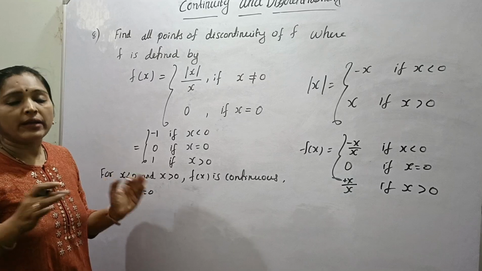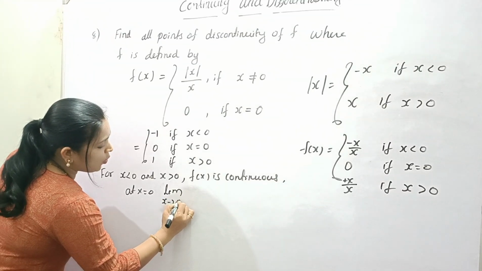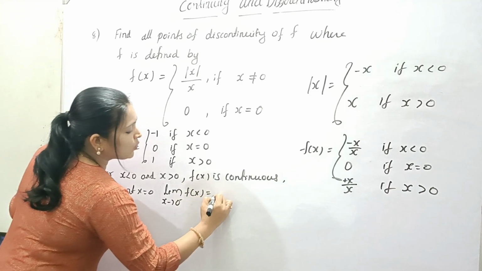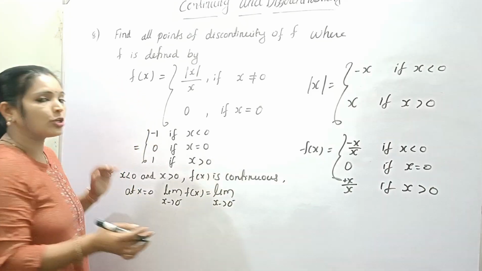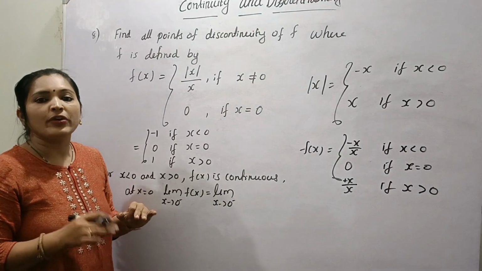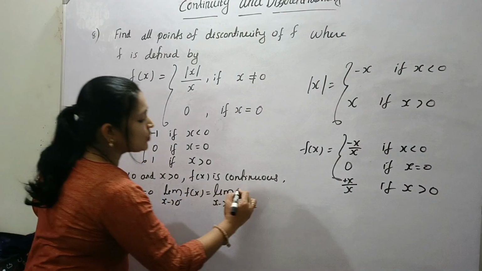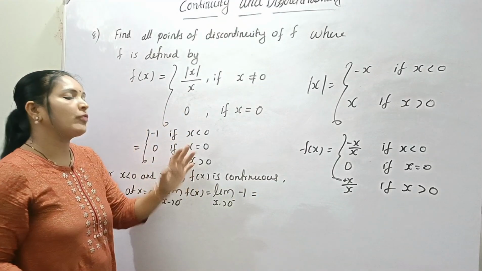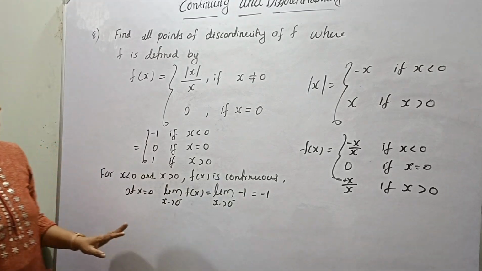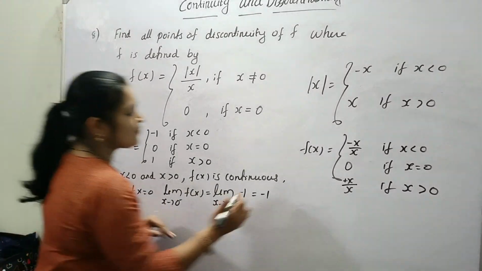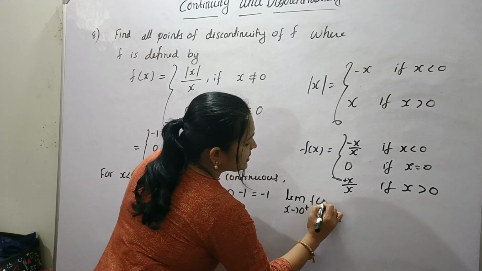Now let's check left hand limit and right hand limit, okay. Limit x tends to 0 minus f of x, that is equal to limit x tends to 0 minus means less than 0, very close to 0, that is less than 0. So what is the function? F of x is equal to minus 1. So limit of minus 1, that is constant itself. So minus 1 itself. So next let's find right hand limit. Limit x tends to 0 plus f of x.